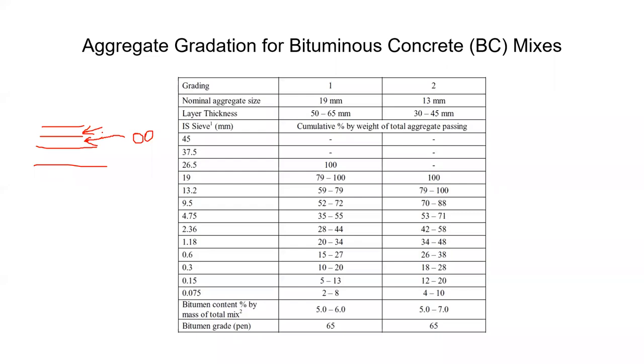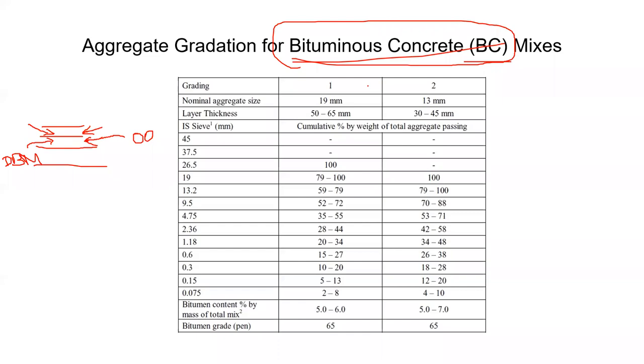So anyway, in bituminous concrete, whenever we say BC, it means bituminous concrete, and bituminous concrete is the material we are going to use in the topmost layer. Okay, the material used in the second layer is called DBM. DBM means dense bituminous macadam. All right. So this is bituminous concrete.